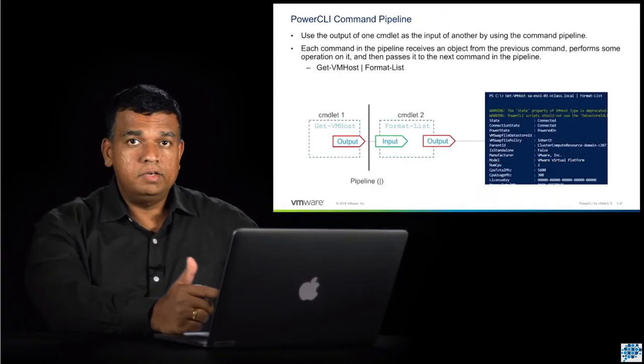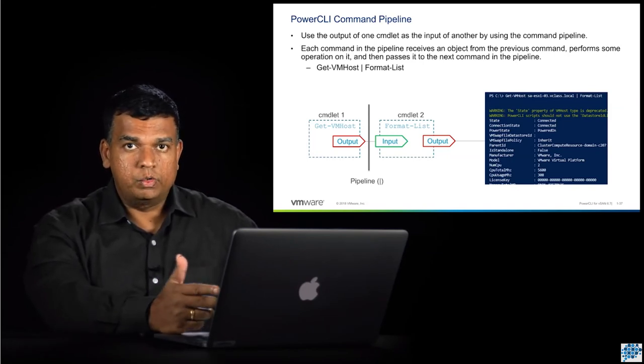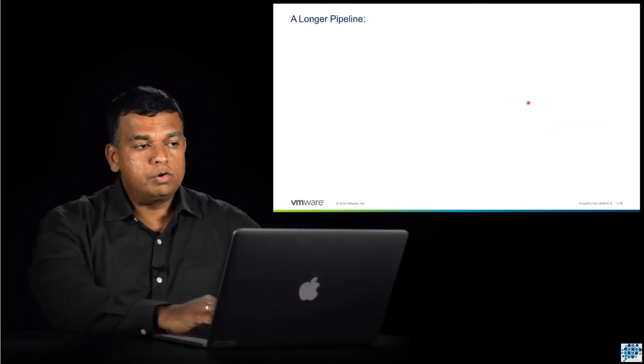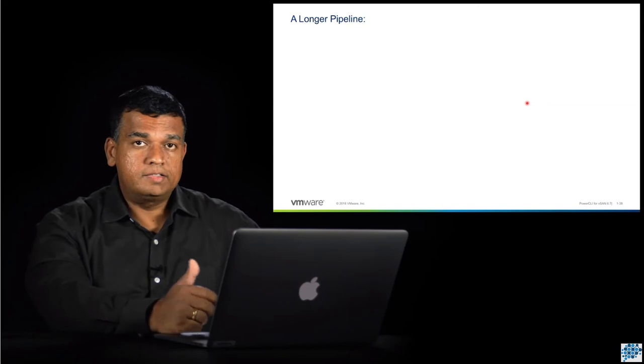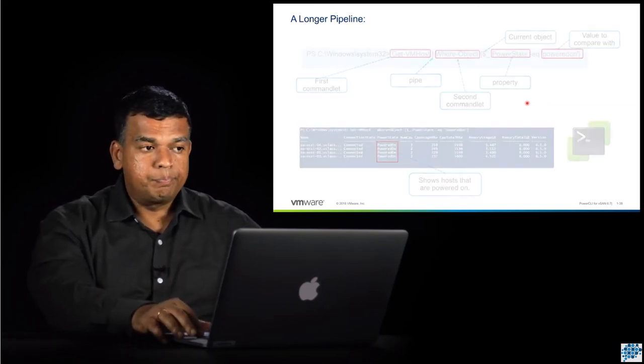So this is a very useful feature in PowerCLI, which allows us to use one command and pipe the output into another command. So let's now take a look at a longer example, a slightly more complex pipeline.